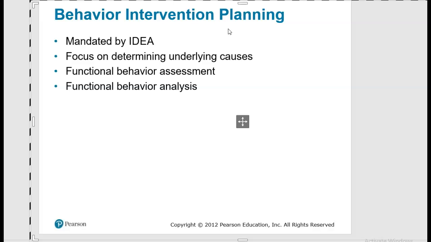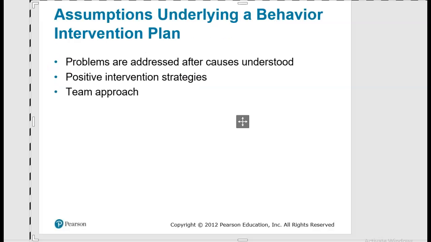Focus on determining the underlying causes. What is causing the student to behave this way? So that's where you would engage in a functional behavioral assessment and analysis. Sometimes the school psychologist gets involved. Sometimes other teachers. It just kind of depends on the makeup of your school. So you want to think about the assumptions underlying the behavior intervention plan. It helps to understand the causes first of the behavior and then address the problems.